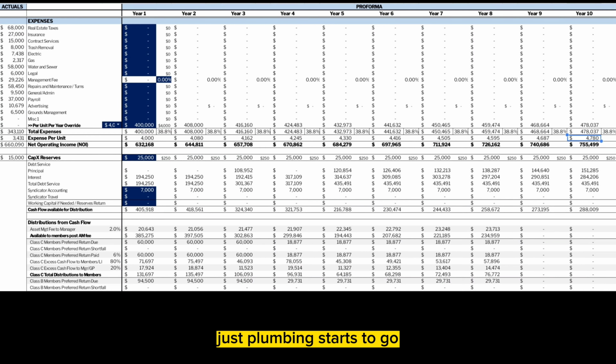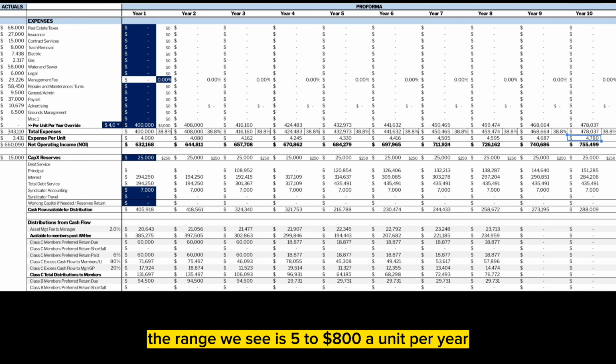Just plumbing starts to go, you're constantly updating valves, leaks under the sink, plumbing, things like that. So just keep that in mind when you're looking at older properties. But typically, again, the range we see is $500 to $800 a unit per year.